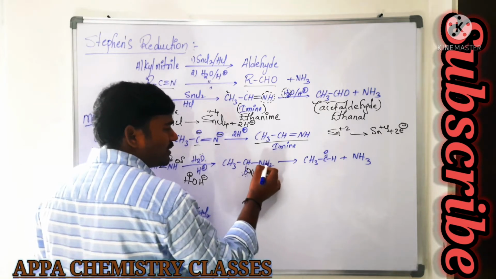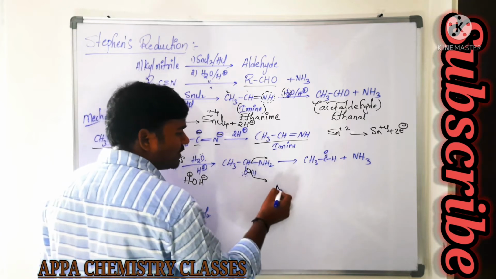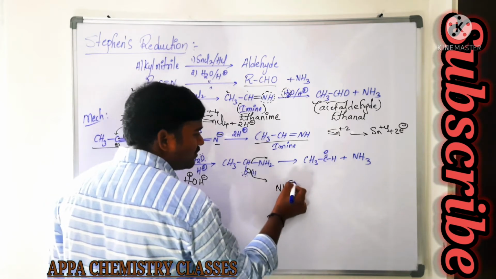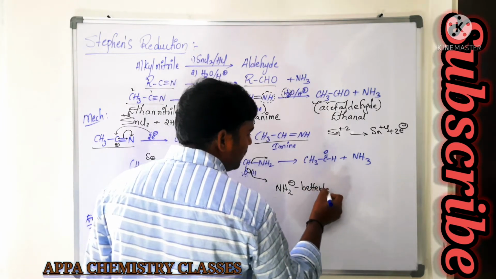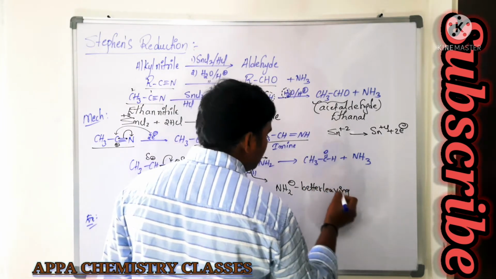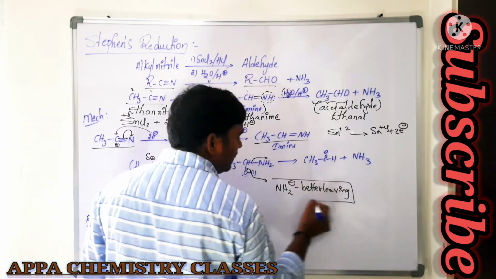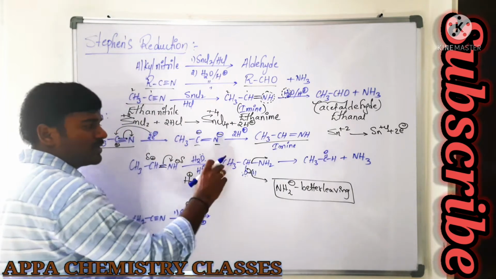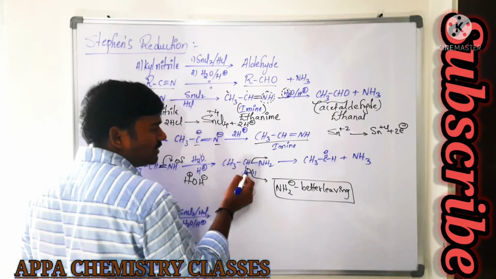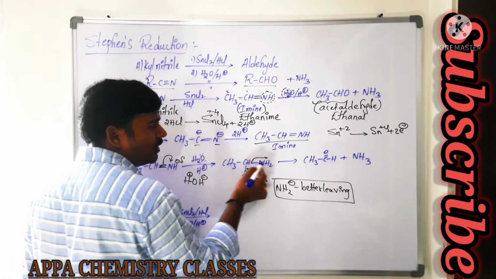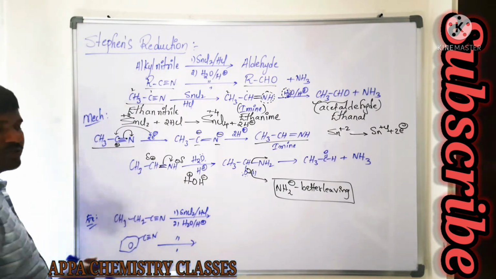Now here, this NH2 group is lost as NH2 minus. This NH2 minus is a better leaving group. It is a better leaving group, so it leaves this compound easily. That is, the amide ion is a better leaving group which easily leaves. Then we get CH3, C double bond O, H. That is aldehyde plus ammonia. I think you have understood the mechanism.